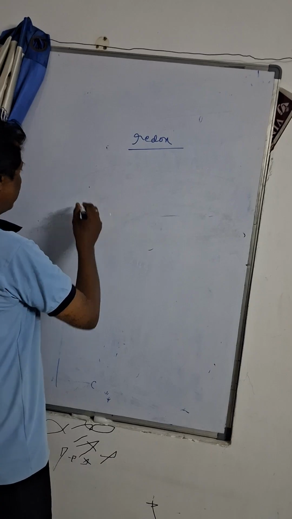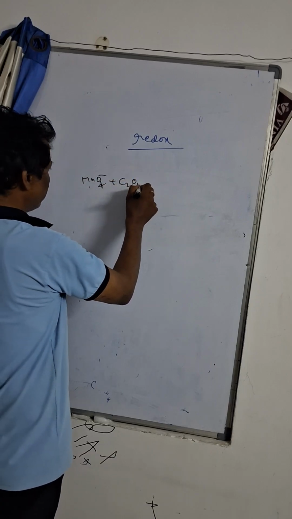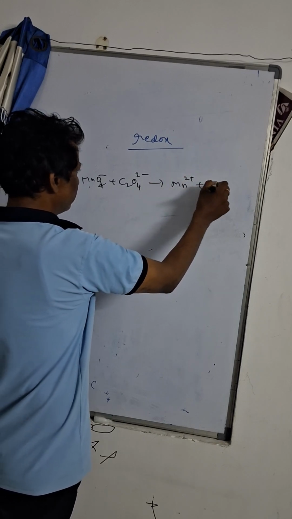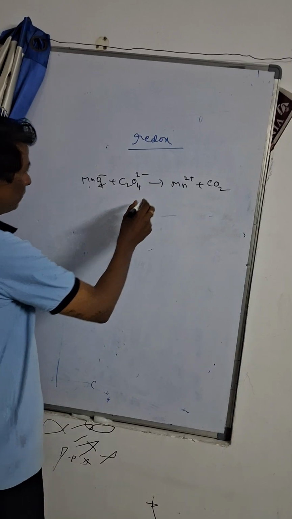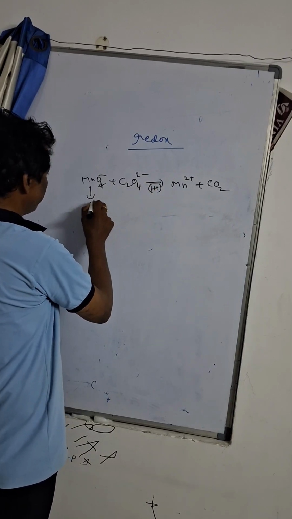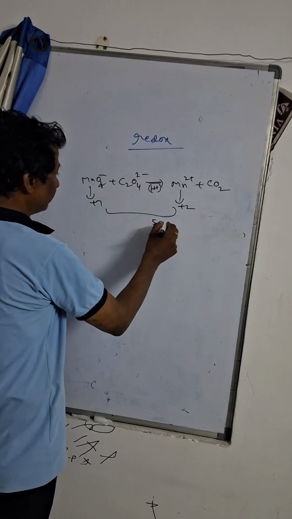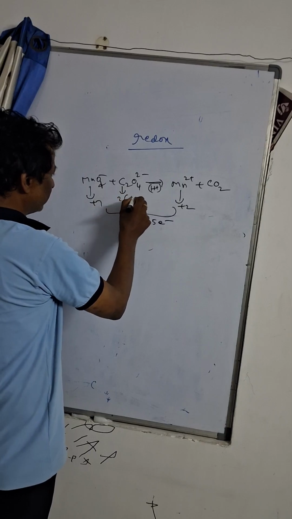I take this: MnO4 minus, C2O4 2 minus, Mn2 plus, CO2. It is an acidic medium. Plus 7 to plus 2. Tell me how many electrons? 5 electrons. Here plus 3, 2 into plus 3, 2 carbons.